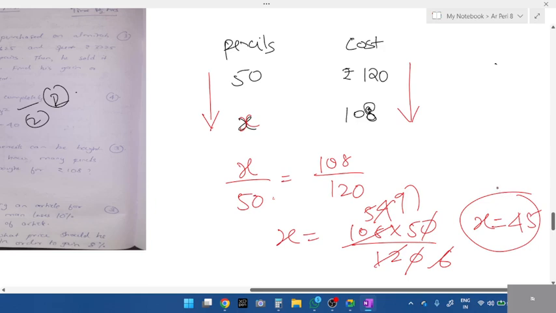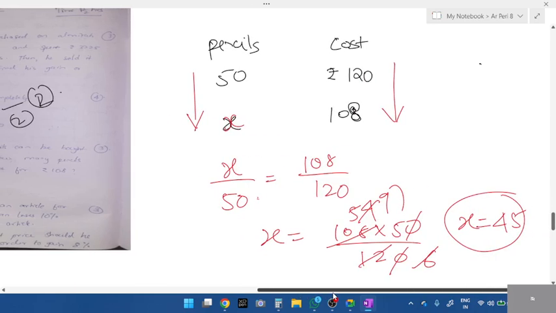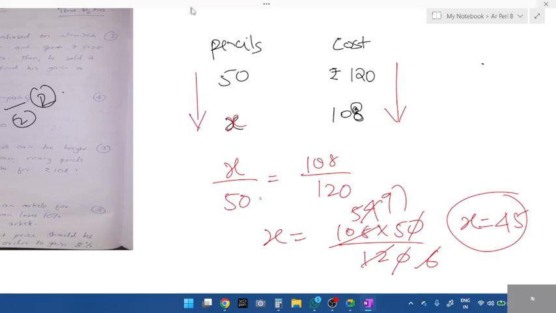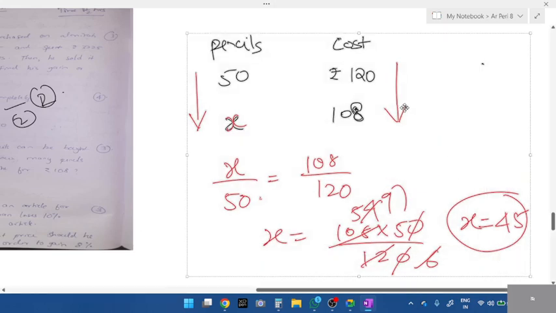45 is the answer. And write the statement. How many pencils can be bought? What will you have to write? 45 pencils can be bought. Right? Okay. Completed, all of you. Just have a look. If you have not got it right, this is how you solve.